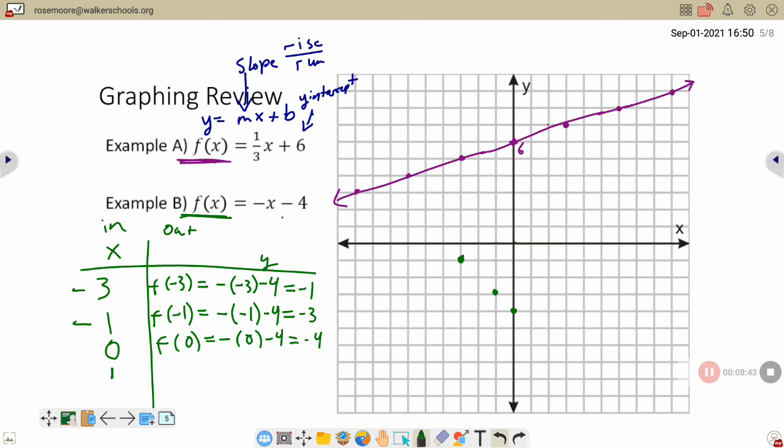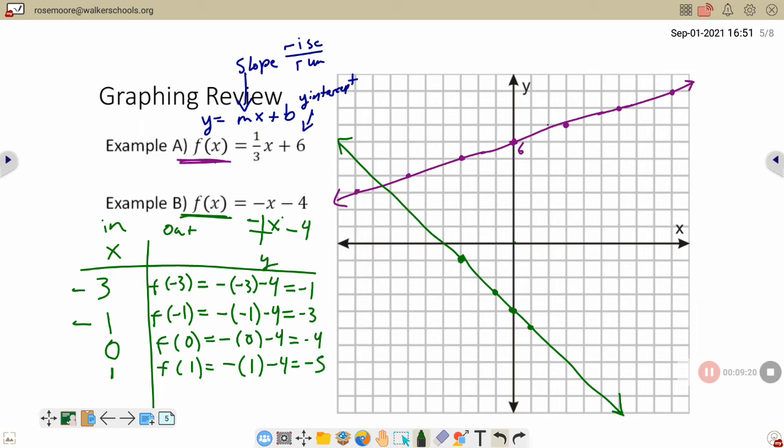Plug in 1. I can plug in any number I want. F of 1 is negative 1 minus 4, which is negative 5. Positive 1, negative 5. And as you can see, our dots are starting to form here. Okay, and that is our line. Other thing you could have done, which I still think is faster, is rise over run and our intercept. Because this is a negative 1x, which means I'm falling 1 and running 1, and I start at negative 4, which you can see works.